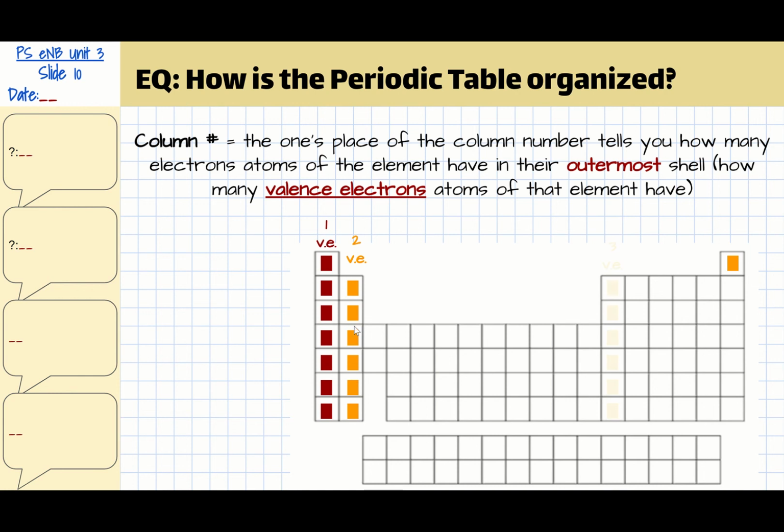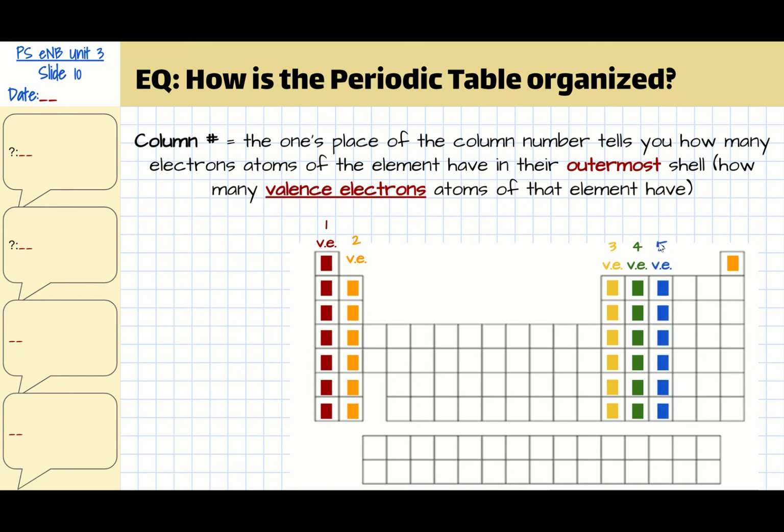So it's similar to the elements in the second column in that it only has 2 valence electrons in its outermost shell. Okay, looking over here at column 13 on your periodic table, again, we just look at the ones place. Column 13 will have 3 valence electrons. Column 14, we just look at the ones place. Column 14 will have 4 valence electrons.